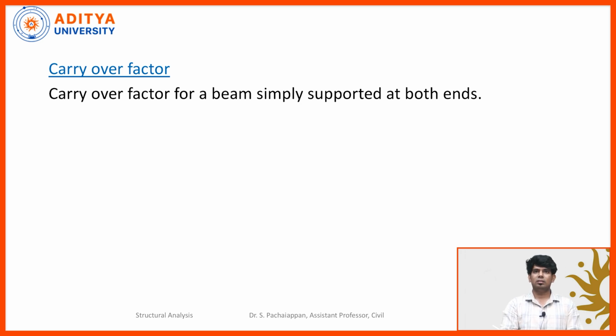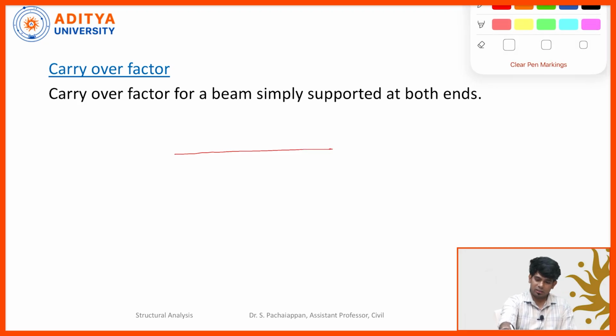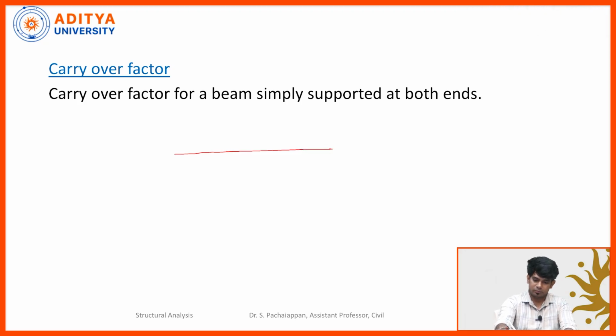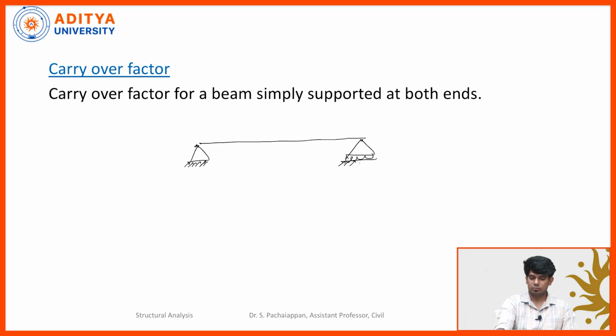So here the beam is simply supported at both ends. Let's draw the beam. Let me change the color. So we have a beam which is simply supported at both ends. Simply supported means one support is a hinged support, the other support is a roller support, and the span is L.